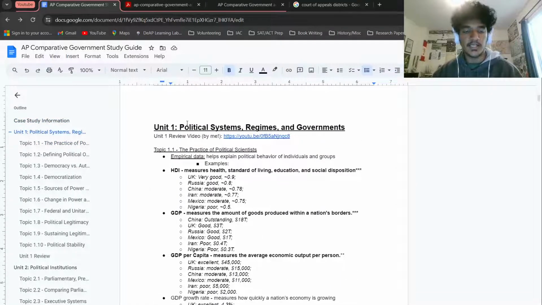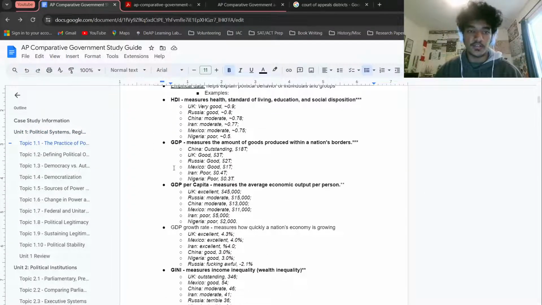Okay, I covered Unit 1, so let's just go through it really quick. So, the very first thing the College Board says on its CED is know these things. So, you should know what they are. So, you've got HDI. This is basically, how healthy is your nation? GDP. How economically strong is your nation?